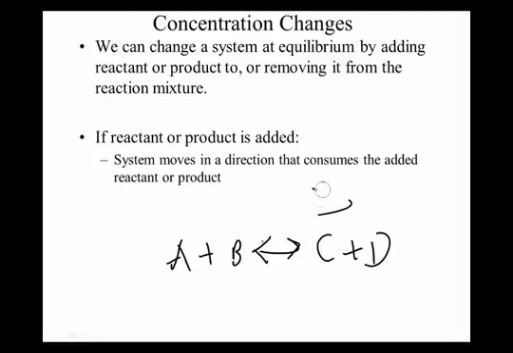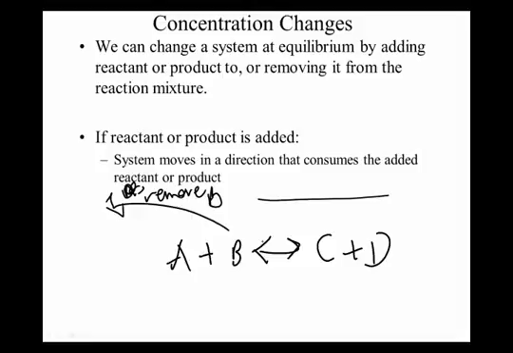If I add C, the system goes left to get rid of it. The converse of this is if I were to remove B, right? Now the system has less B than it should and it needs more. It's going to shift left to fill in the hole that I left, right?